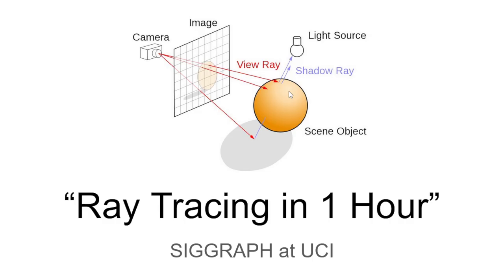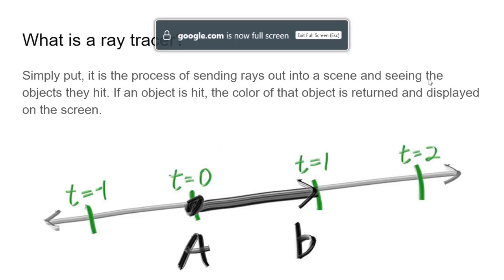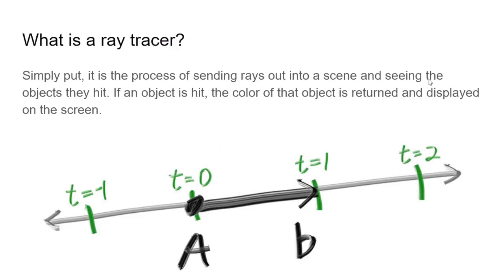Let's actually get started. So let me change slides. I kind of explained this already. A ray tracer is basically sending rays out into a scene and seeing if it hits anything, right? If an object is hit, we're gonna go look at the information we have for that object and see what color it returns, right? And down here are some of these graphics. Most of them are from the ray tracing book. I will also link that down in the description.